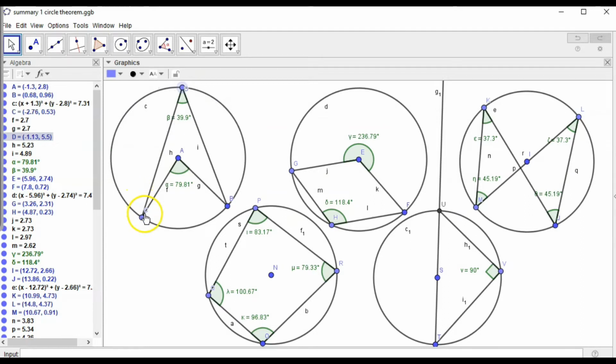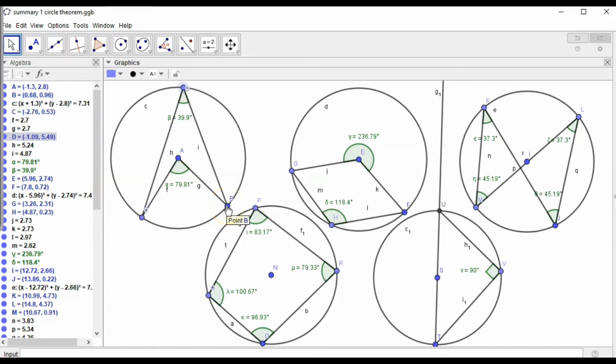For instance, I have angle CDB, which is 39.9 degrees. When you multiply that value by 2, it gives you the angle at the center, which is angle CAB, which is 79.81 degrees. That value also is intact. So when I shift the point D from any point on the circumference of the circle to any other location, you realize that the value does not change. It remains intact.